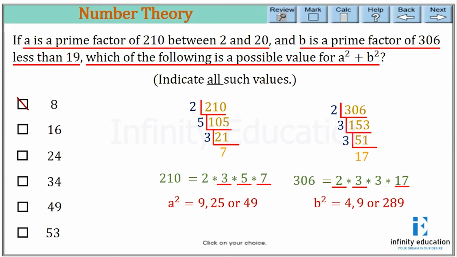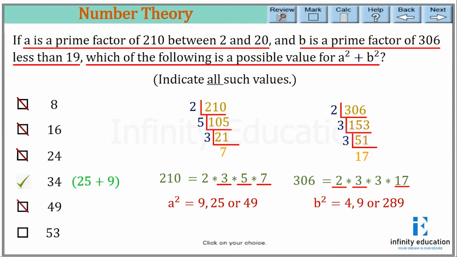So I can eliminate option B, that is 16, as well, because with this set of values for A square and B square, not a single set is giving me A square plus B square as 16. I can eliminate C, that is 24, as well. I can mark 34 as the right answer, because if I consider A square as 25 and B square as 9, 25 plus 9 we are getting as 34. So this is one of the answers.